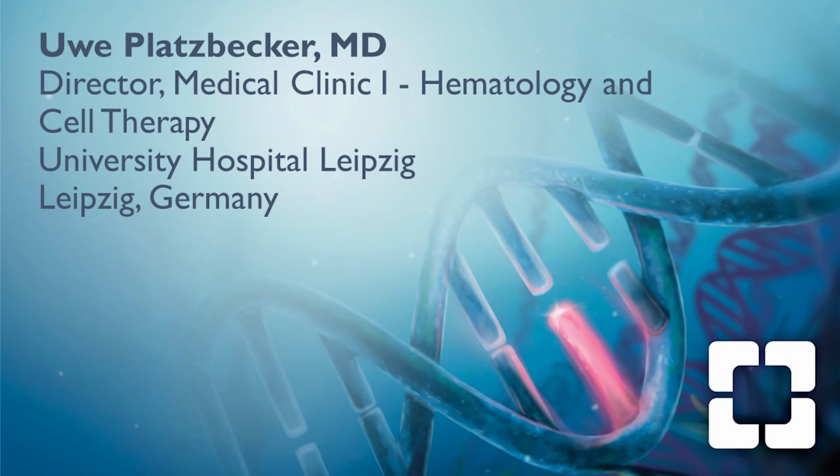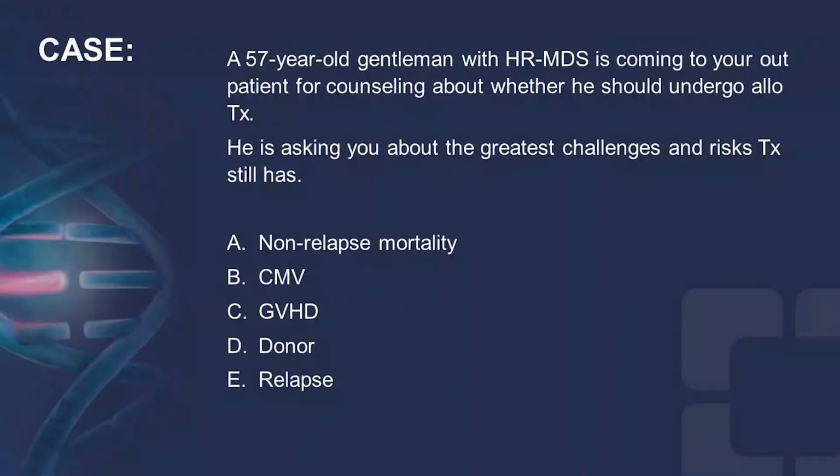So at the end of the session, I thought it's only time for 3 very simple questions. The first is a 57-year-old gentleman with high-risk MDS who is coming to your outpatient clinic for counseling about whether he should undergo allotransplantation at the time of diagnosis of high risk. He's asking about the greatest challenges and risks of transplantation. What would you say are the greatest risks? Is it non-relapse mortality? Is it CMV? Is it graft versus host disease? Is it donor search, or is it relapse?